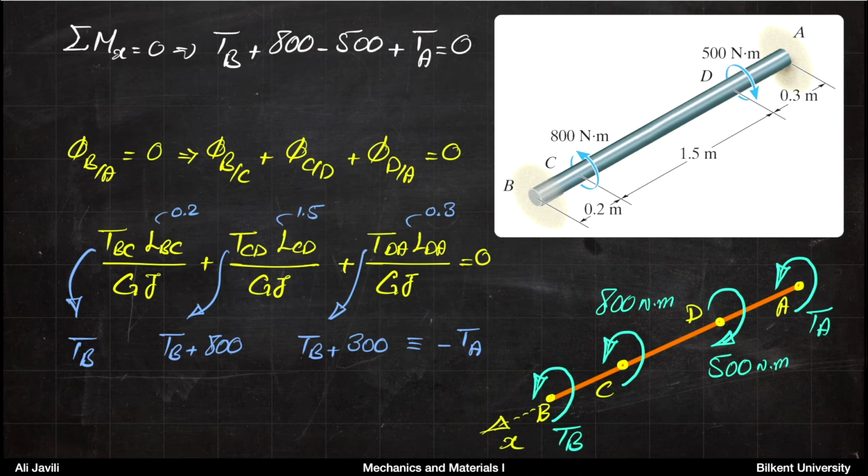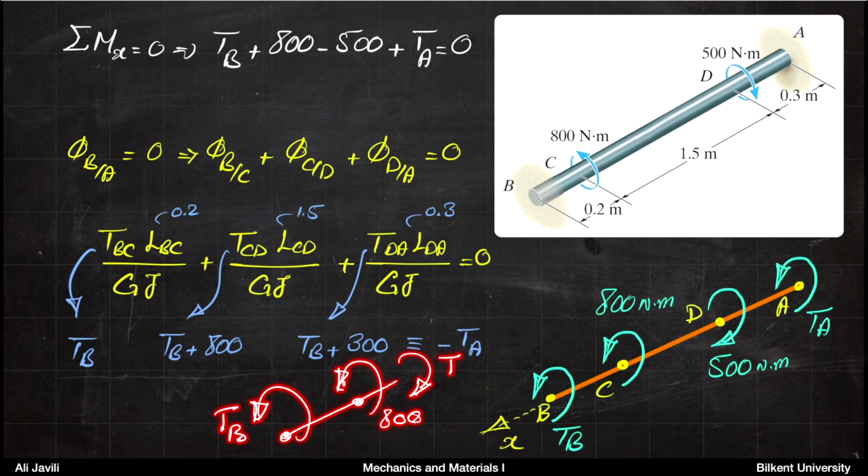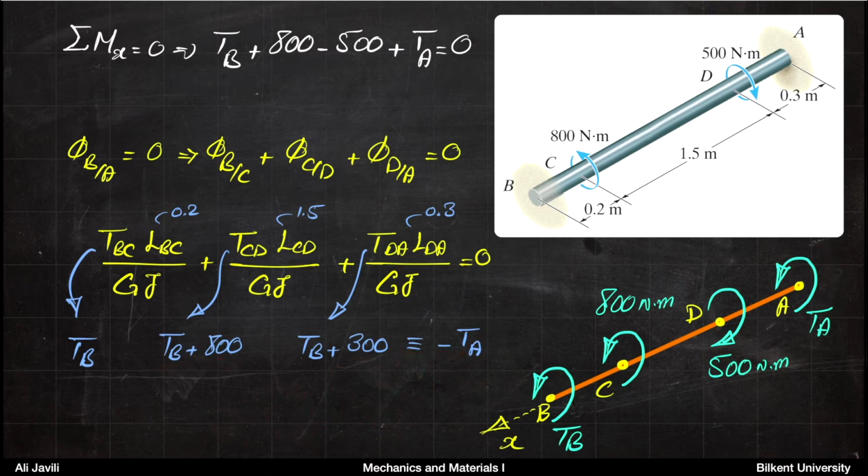From C to D, on the other hand, the internal torque would be TB plus 800. And then again, the way to see that is that you need to cut this member, and basically you can imagine that if now you have a shaft, you apply 800 here, you apply TB here, how much would be the internal torque to balance this? And if you look at this, you can see that it has to be TB plus 800.